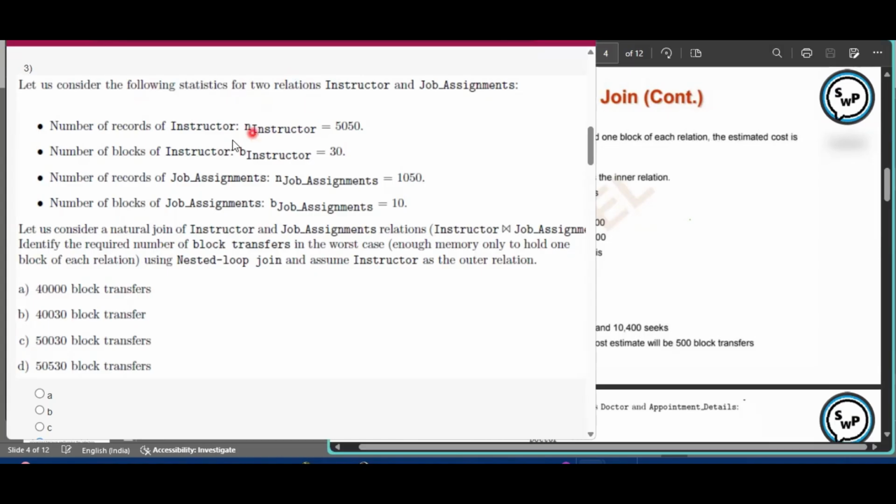Now the number of records of instructor is given, that is 5050. Number of blocks of instructor is given, that is 30. Number of records of job assignment is given, that is 1050, and number of blocks of job assignment is given, that is 10. Now we have to identify the required number of block transfers in the worst case if we assume that the instructor is the outer relation. So this is the most important line, that is, assume instructor as the outer relation.